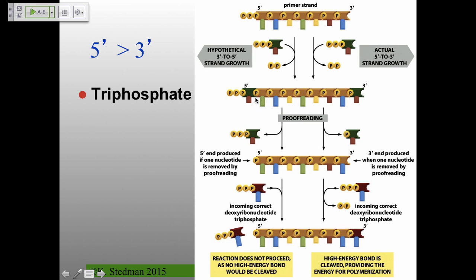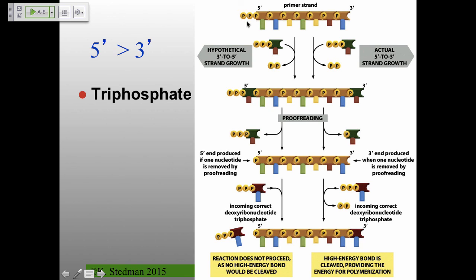However, if this were the incorrect nucleotide, you don't have the right structure of that base pair, it would get cleaved off. That cleavage now would leave you with a 5' monophosphate. That 5' monophosphate you can't get a pyrophosphate from to continue this process. So you can't have 5' extension and still do proofreading with the same process.